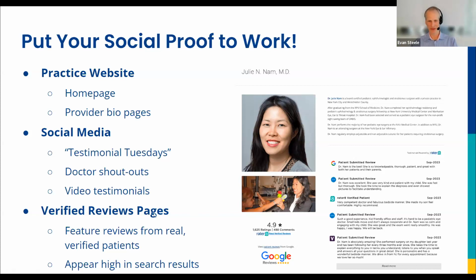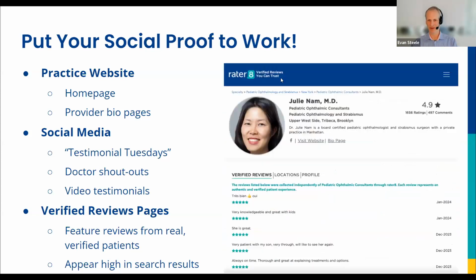And then we have something called verified review pages, which are here. These are like Google, Healthgrades, WebMD have their review pages. Raterade has that too. These are verified. The difference is they're verified reviews, right? We know the patient came and saw the doctor, so we interface with your PM system and your EHR system. So these are verified reviews, and they appear high in search results. And patients, again, they like verified reviews. Who doesn't like verified reviews over random reviews that could be posted for anybody?